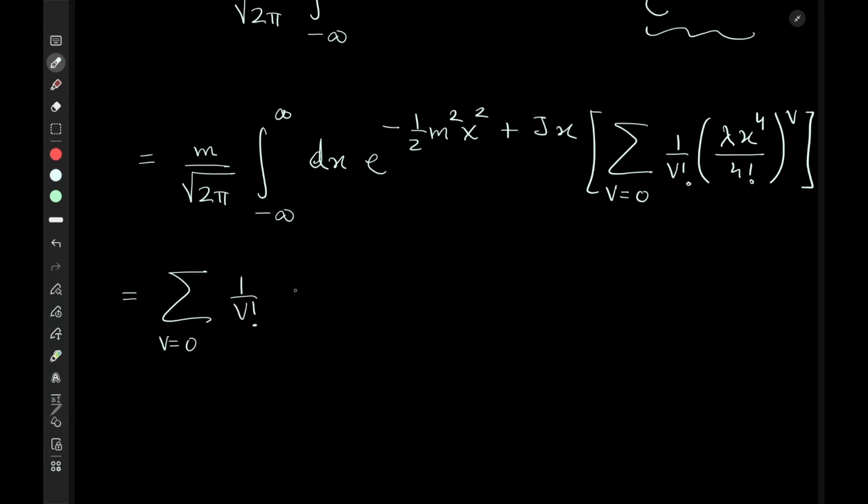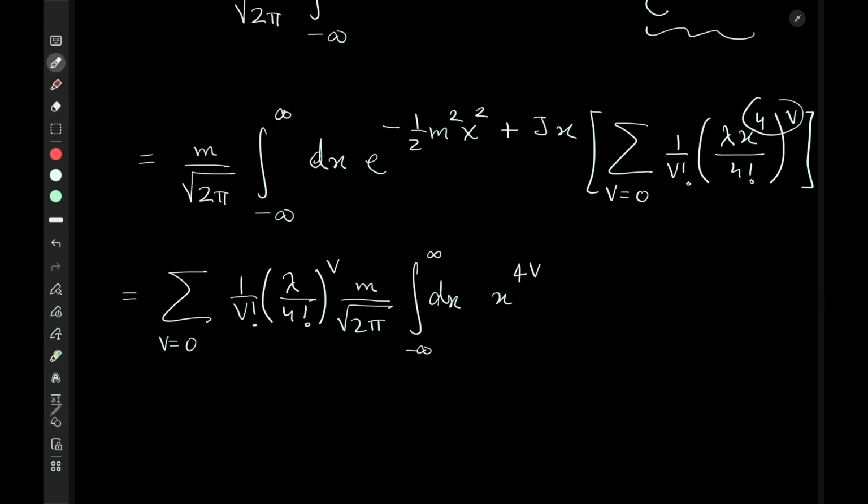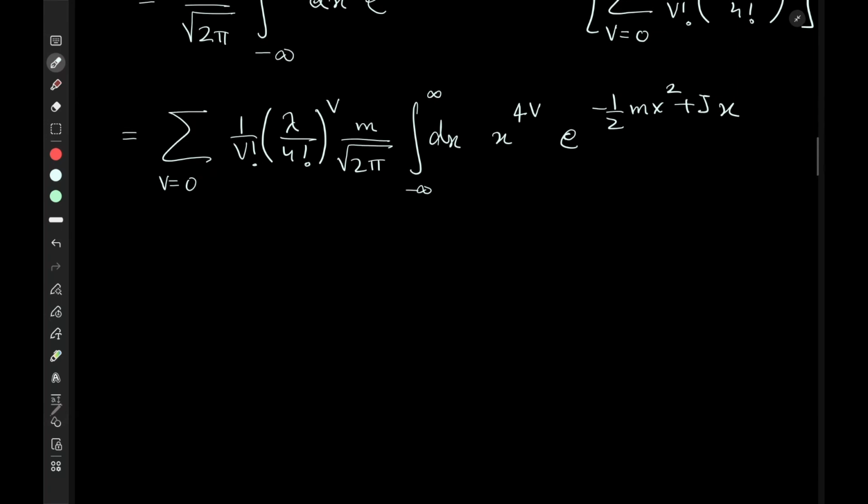1 over v factorial, all the constants that do not have lambdas in them, not have x's in them, we can write these out. M over root 2 pi, and then the integral, and then we have x to the power 4v, because there is 4v here, and then e to the power minus half mx square over jx. Here comes the crucial step, which is this.